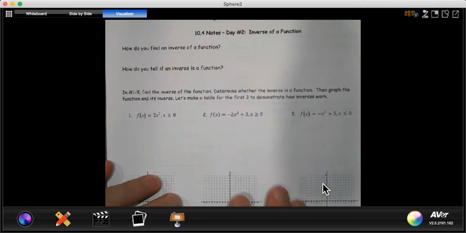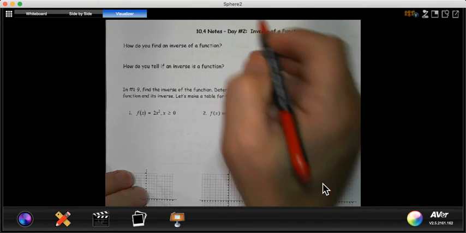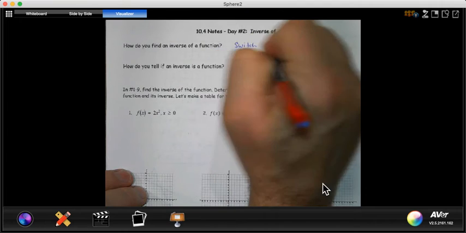You saw that we did day one. Now we're going to do day two. How do you find the inverse of a function? We saw that with day one. You switch x and y.